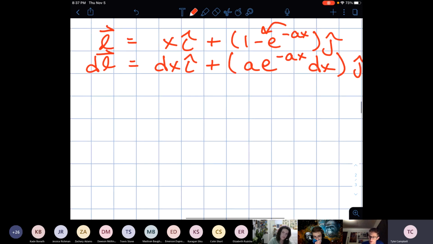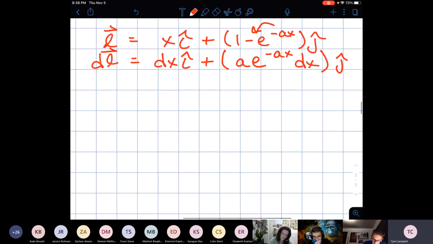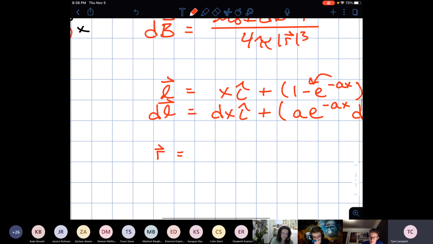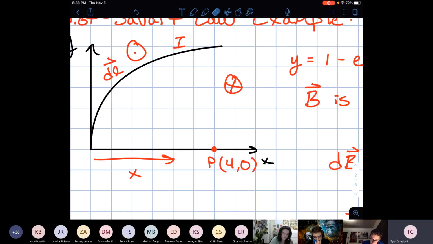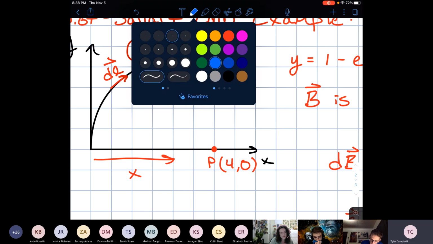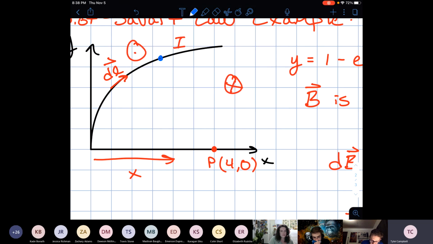So the next place I like to go after dL is just to find my r vector, because it's the next thing I need to actually calculate that cross product. My r vector, by definition, is a vector that points from the source of my magnetic field, or my current, to the point that I'm trying to measure it at. So let's say, for example, I took this blue point right here and said that's where I was going to measure.